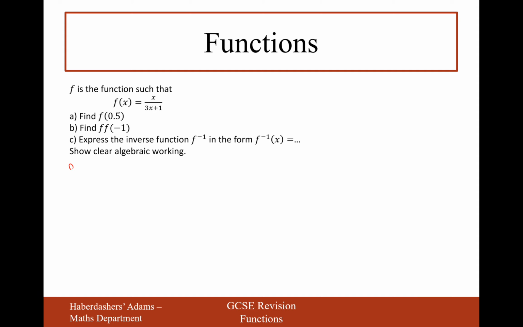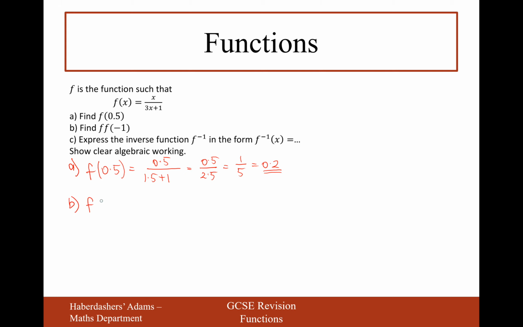Okay, so the first thing we need to do is put 0.5 into this function here. f of 0.5 equals 0.5 on the top, over 3 times 0.5 is 1.5, but then plus the 1, and we get 2.5. If we now double the top and the bottom of this fraction, we're going to get 1 over 5, so the answer here is 0.2.